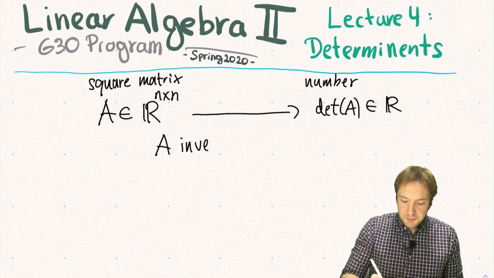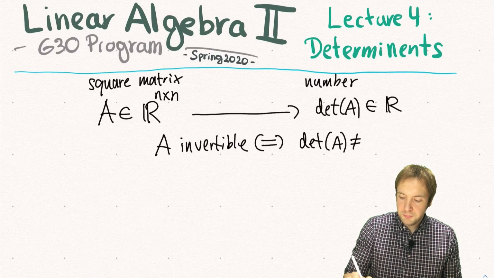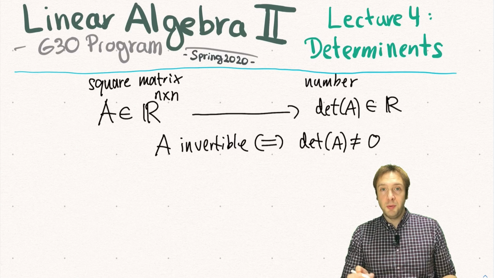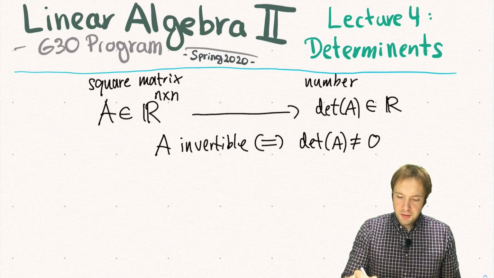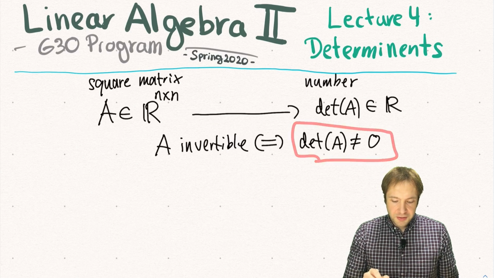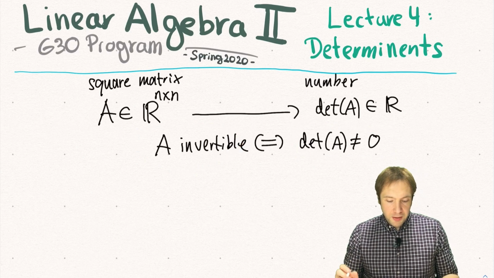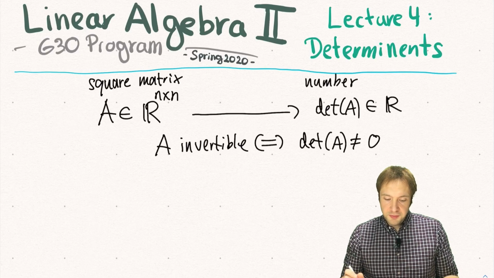And the statement is that a square matrix is invertible if and only if its determinant is not 0. So this will be one nice property why we are interested in determinants, to see if A is invertible without actually calculating the inverse of A. But we will also have different other applications.